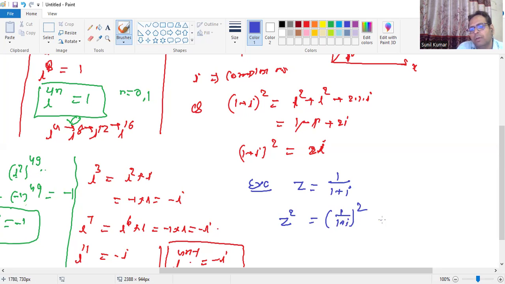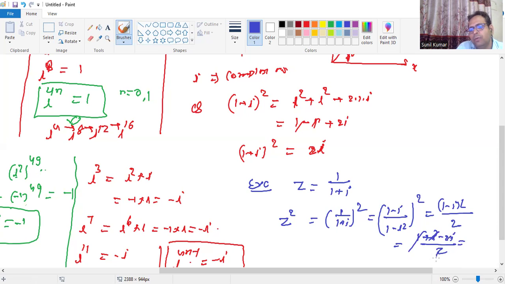We multiply with the conjugate. Okay, if you multiply by the conjugate, we get 1 minus iota. So what we get here is (1 minus iota) power 2 divided by, if you expand this value, 1 plus iota square minus 2 iota. These cancel, and we get minus. So what we are getting, the Z square value, is minus i.